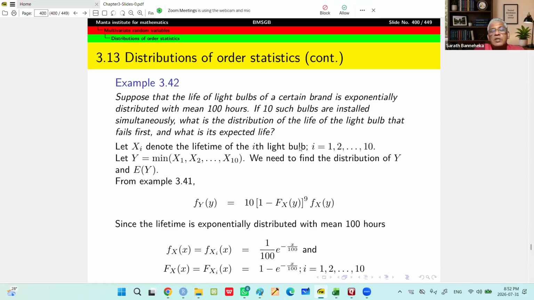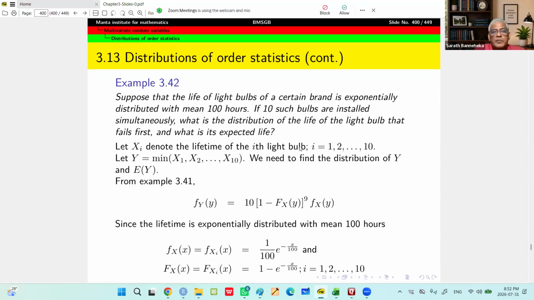And let y denote the minimum in this case, because I am interested in only one. Therefore, I have not called it y1. I have just called it y here, because in this particular problem I'm interested in only the minimum. So y is the minimum. We need to find the distribution of y, and the expected value of y.